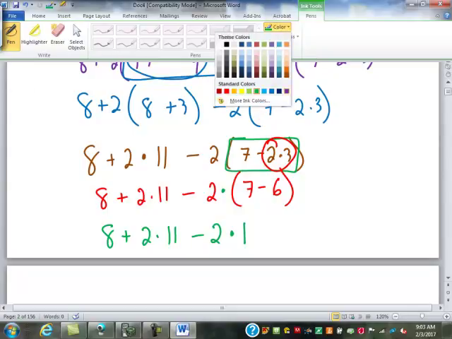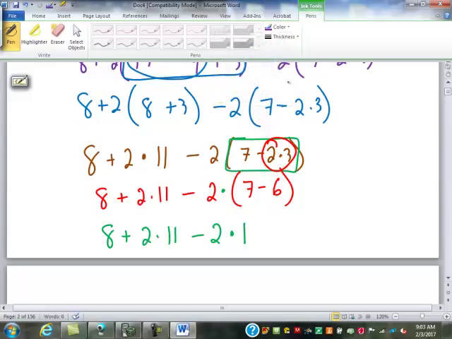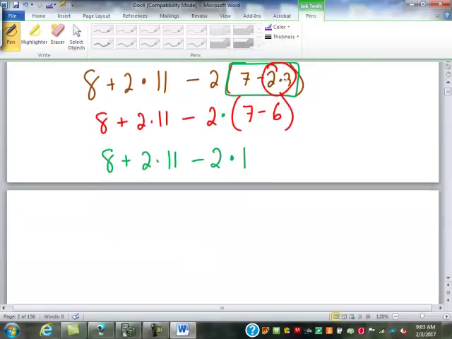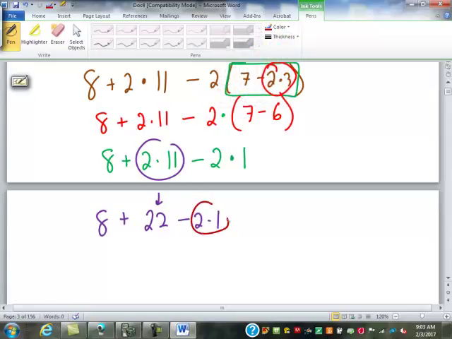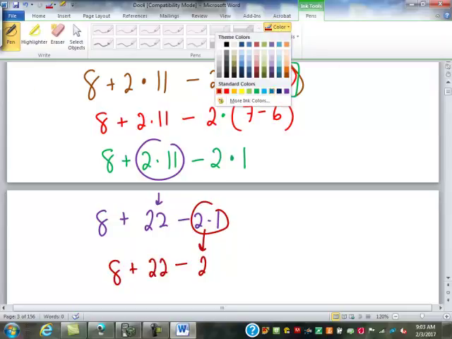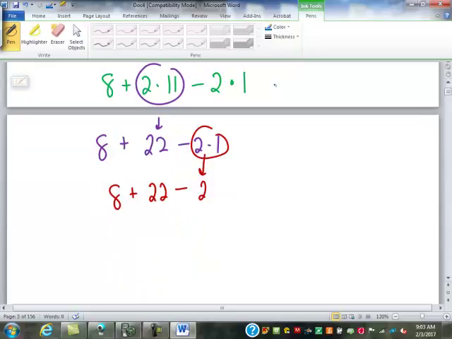So now there's no more enclosing symbols, no more exponents. So we're going to do our multiplication and division left to right. 2 times 11 is 22. 2 times 1 is 2. And now we're down to addition and subtraction. We're going to go left to right again. 8 plus 22 is 30. And minus 2 is 28.